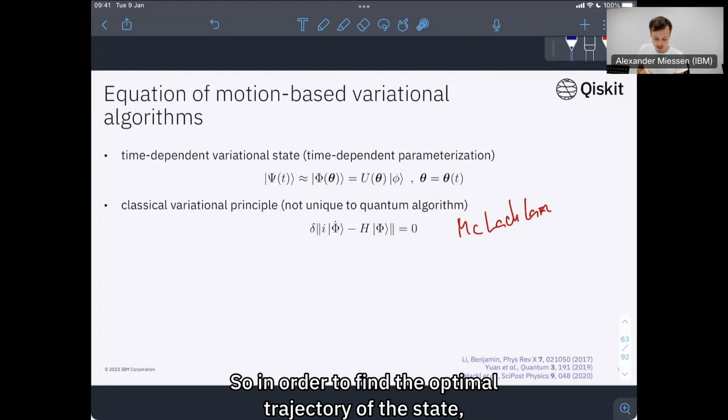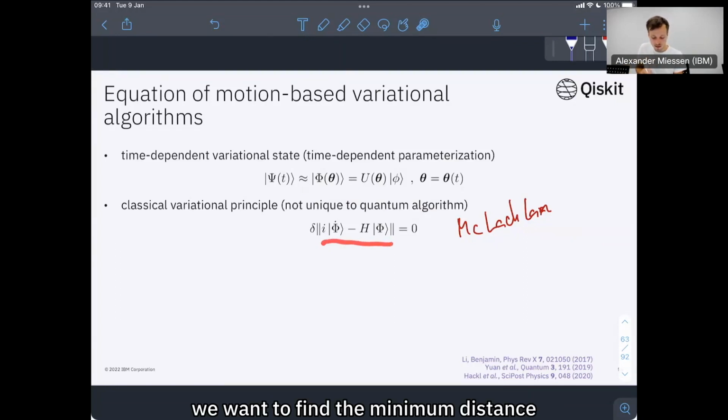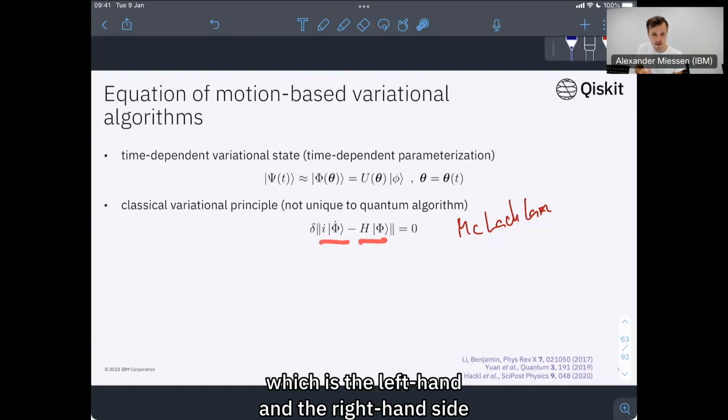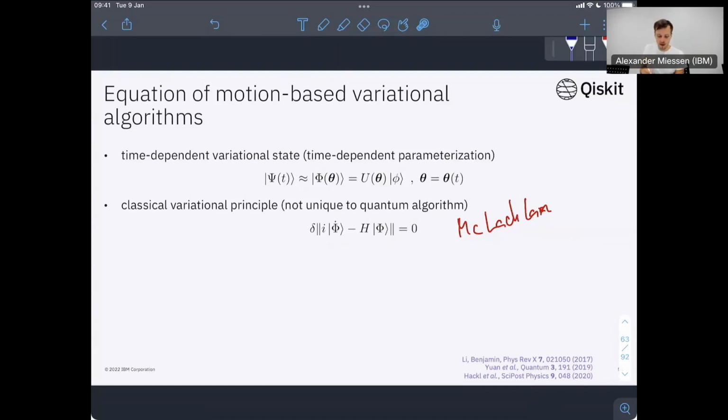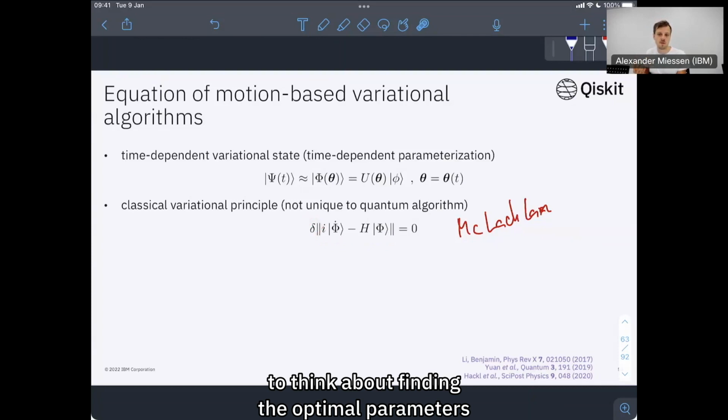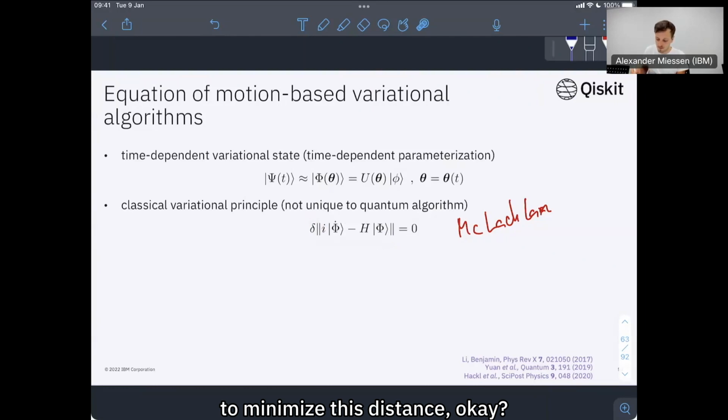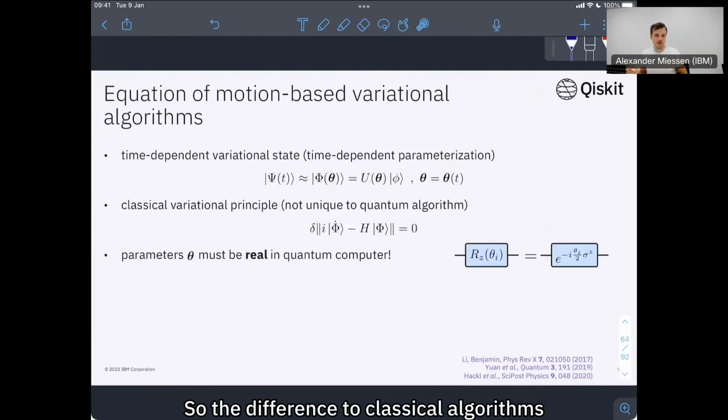So in order to find the optimal trajectory of the state, we want to find the minimum distance between these two terms, which are the left-hand and the right-hand side of the Schrödinger equation, okay? And this difference is then varied with respect to the parameters to minimize this distance, okay? And so through this prescription, it's very intuitive to think about finding the optimal parameters to minimize this distance, okay?